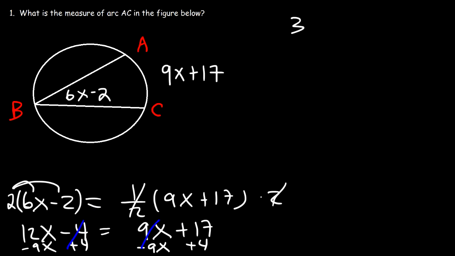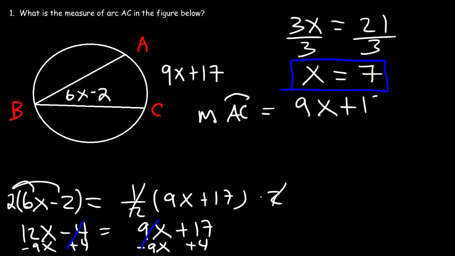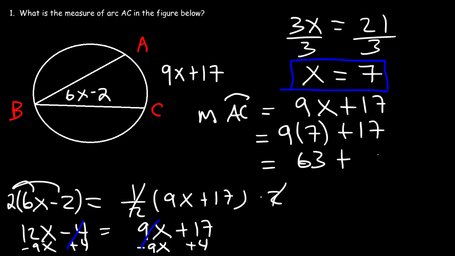12x minus 9x, that's 3x. And 17 plus 4 is 21. Now let's divide both sides by 3. 21 divided by 3 is 7. So x is equal to 7. So now we can calculate the measure of arc AC. That's 9x plus 17, so that's going to be 9 times 7 plus 17. 9 times 7 is 63, and 63 plus 17 is 80. So arc AC is 80 degrees.